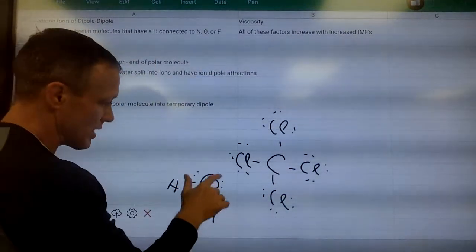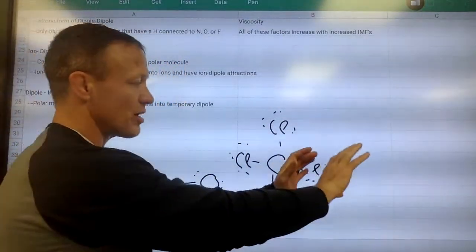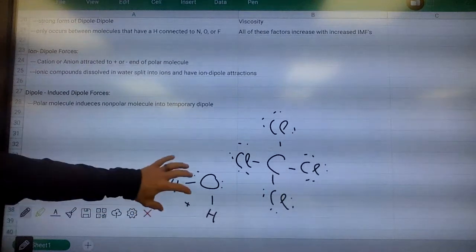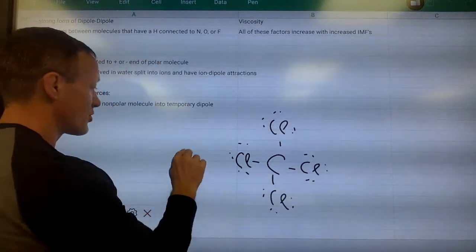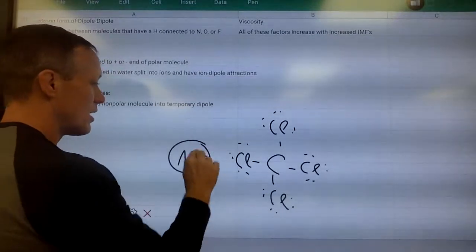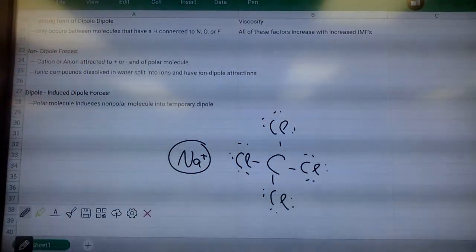So these negative electrons might shift some of these electrons over to that side and make this have kind of a partial negative and partial positive. So that's a dipole inducing this into a dipole. Or I think if I brought like a sodium ion close to this, now those electrons would be shifted to this side and that molecule would turn into a temporary dipole.